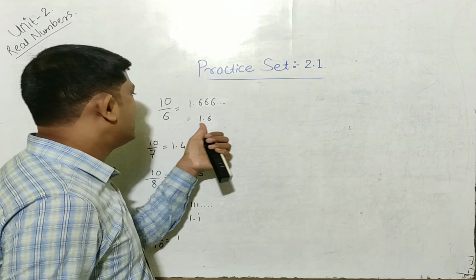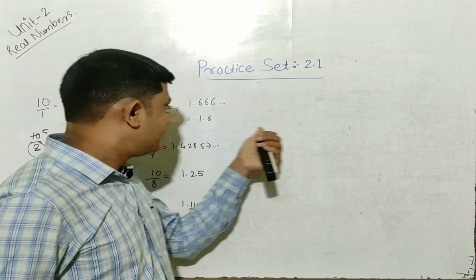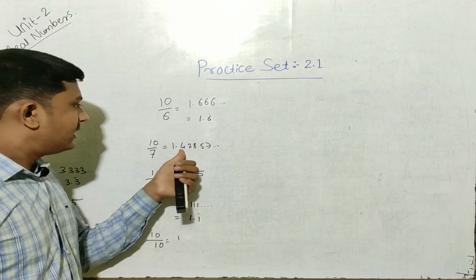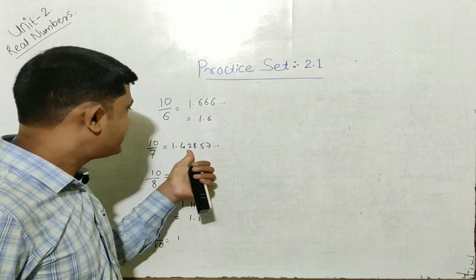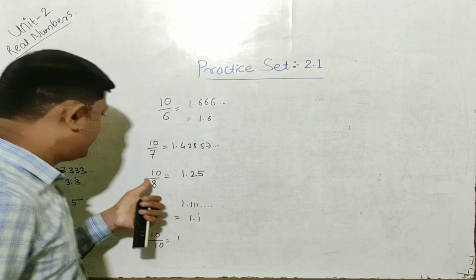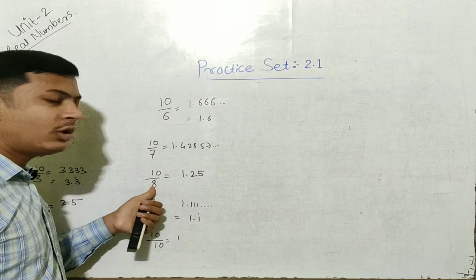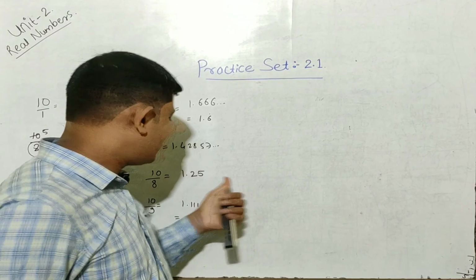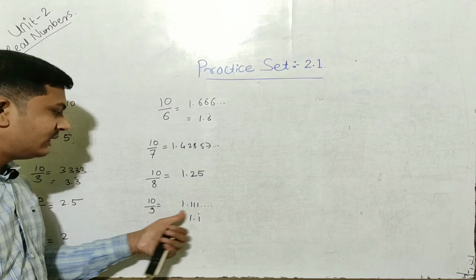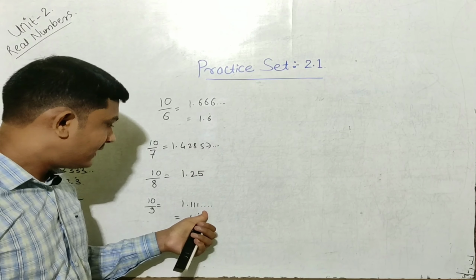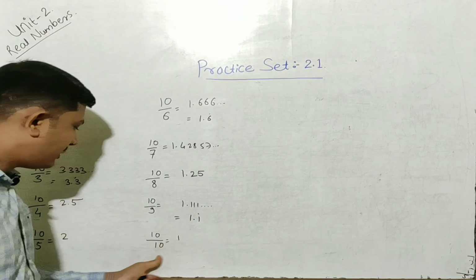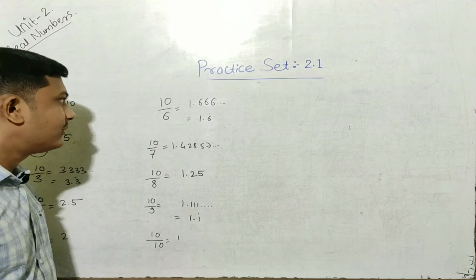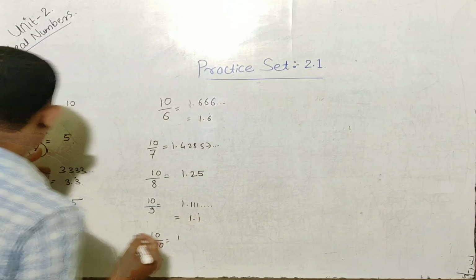Here the denominator is 6, we get a non-terminating recurring decimal. Here the denominator is 7, the decimal expansion is non-terminating recurring. Here the denominator is 8, so the decimal expansion is terminating. Here the denominator is 9, we get a non-terminating recurring decimal expansion. Here the denominator is 10, we get a terminating decimal. So let's observe, here the denominator is 2.